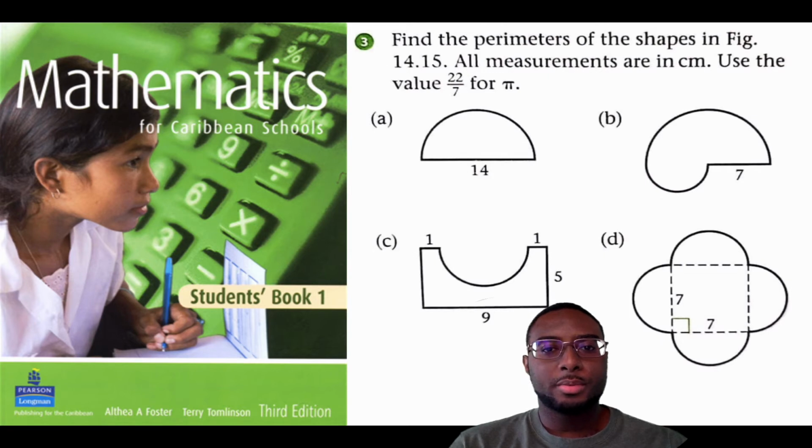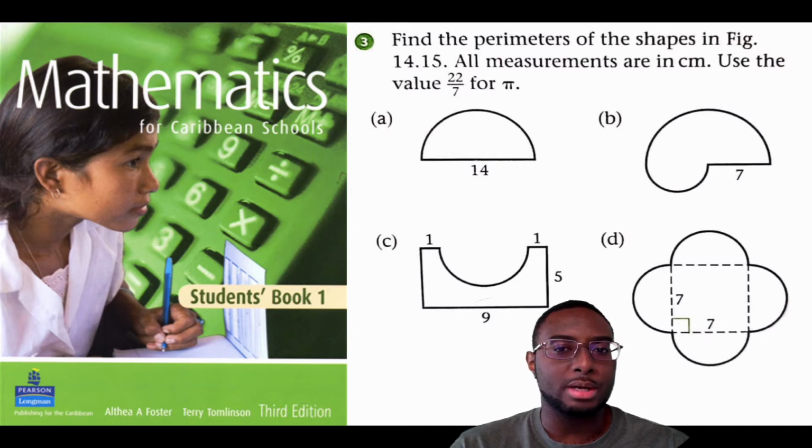Now for question 3, you will realize that you're given a set of shapes, and these shapes are not necessarily regular shapes. But the one thing you should note is that all of these shapes have a semicircle or more than one semicircle, and you know how to calculate the circumference of a semicircle, and hence you should be able to calculate the perimeters of each and every one of these shapes.